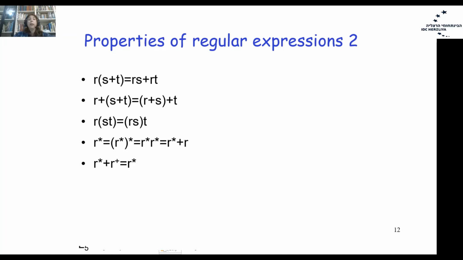Additional property, R star or R plus. Please pay attention that we will choose R star, since in R plus we have all the same expressions, but we don't have an empty word. So R star is a larger set, usually a larger set, not definitely. So we will choose R star as a resulting set.